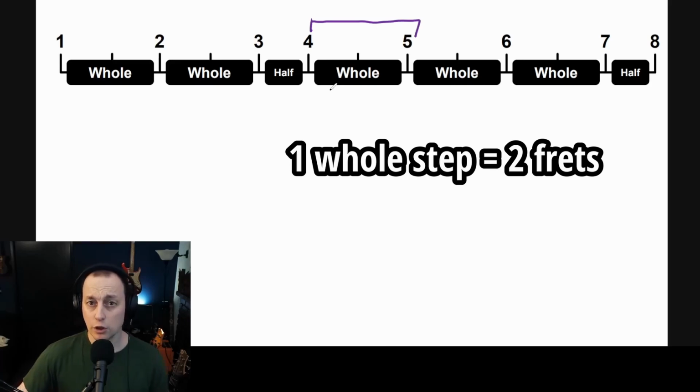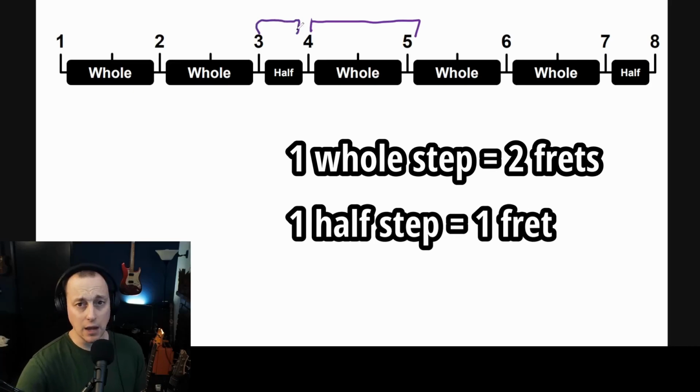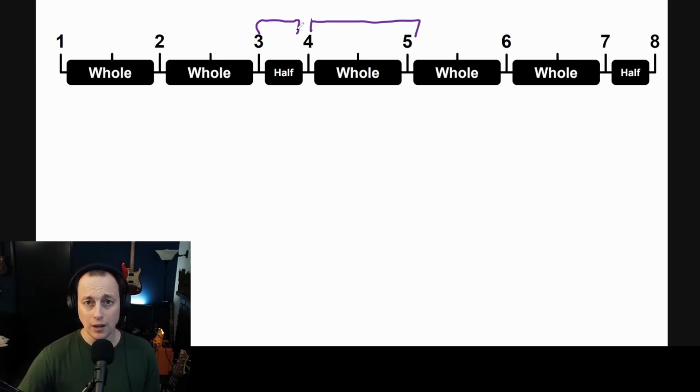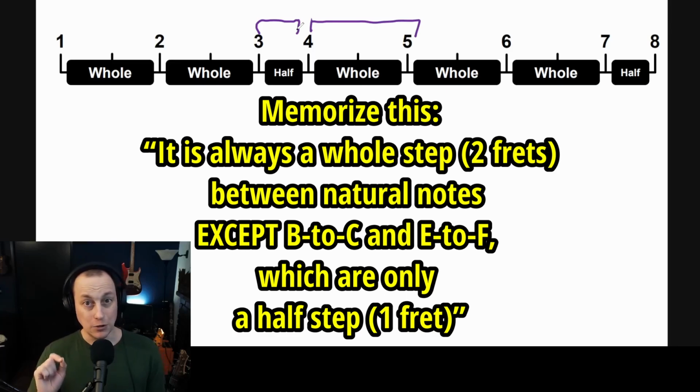So a whole step being 2 frets. And we also notice that some of these notes are only a half step apart, a half step being 1 fret. So here's the rule. I'm going to tell you the rule, and then I'm going to go over it with you. So the rule I want you to memorize is it is always a whole step between natural notes, except, and the except is the important part, except B to C and E to F. That is where these half steps live. That's B to C and it's E to F.